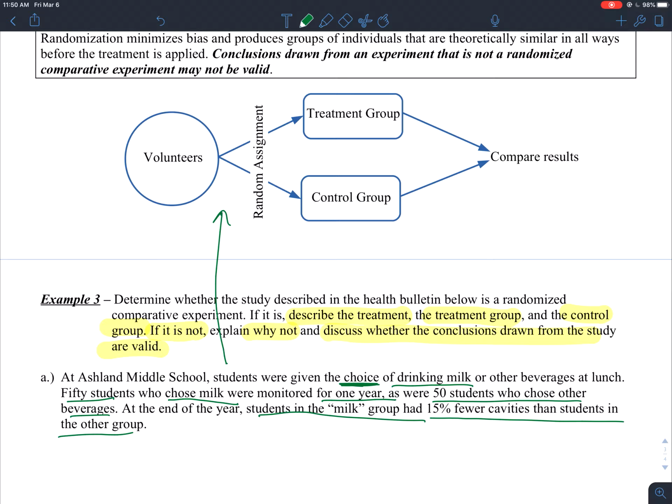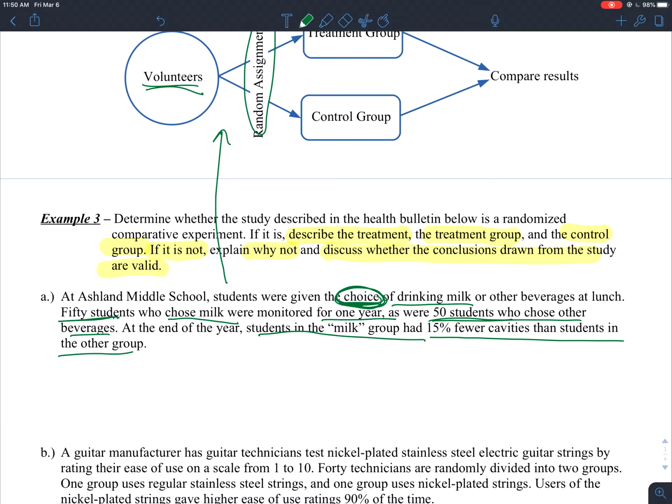Students were given the choice of drinking milk. So, who are my volunteers? 50 students here, 50 students here. I guess maybe they're volunteers, though it's not very clear. Random assignment? Nope. The students had a choice what they wanted to do. I didn't randomly assign them. So that's already there. It's not a randomized comparative experiment.